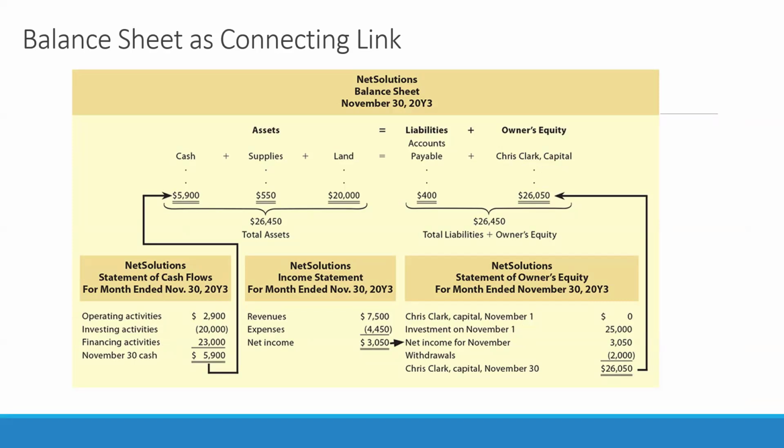The balance sheet is the connecting link between all of these financial statements, because it is the source of the accounting equation: assets equals liabilities plus owner's equity. When you're filling out the balance sheet, make sure to check that your total assets equal your liabilities plus your owner's equity. If they don't, you're missing an account somewhere, something's placed wrong, that kind of thing.